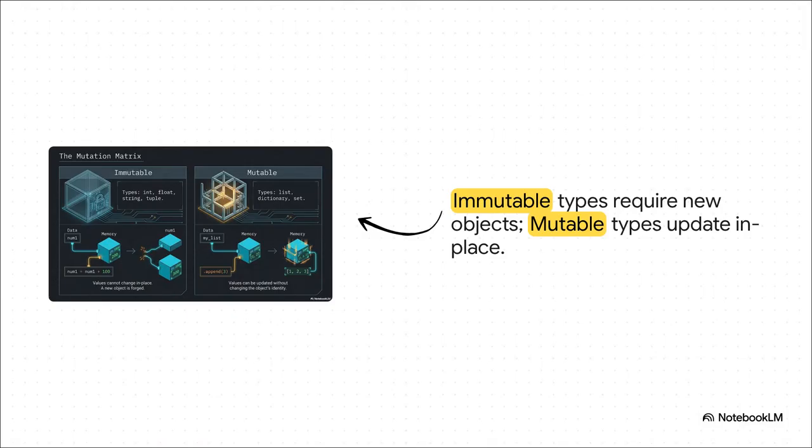Now, taking a look at this mutation matrix reveals a really strict division in our data ecosystem: immutable versus mutable. Immutable types, like an integer, a float, or a string, are locked tight in a glass box. If you want to change a value from, say, 200 to 300, you literally cannot change the object itself. The tether snaps, and a brand new object is forged in memory. But mutable types, like a list, are more like open scaffolding. You can append new data directly to the structure, updating it in place without ever changing the object's core identity.